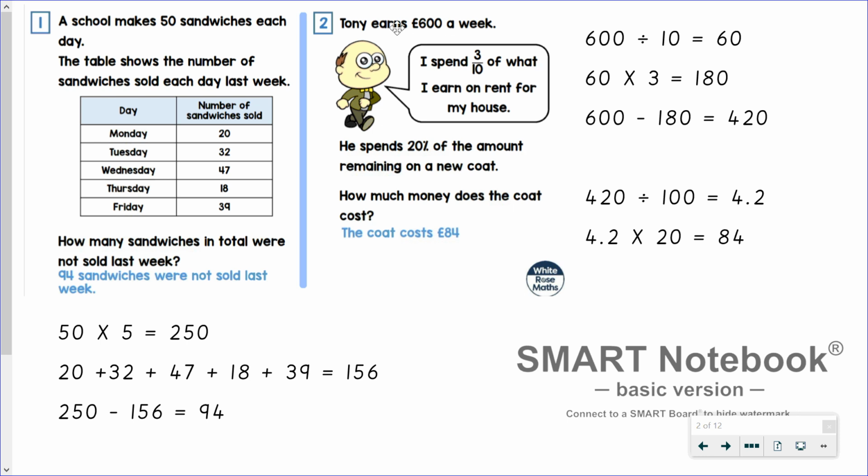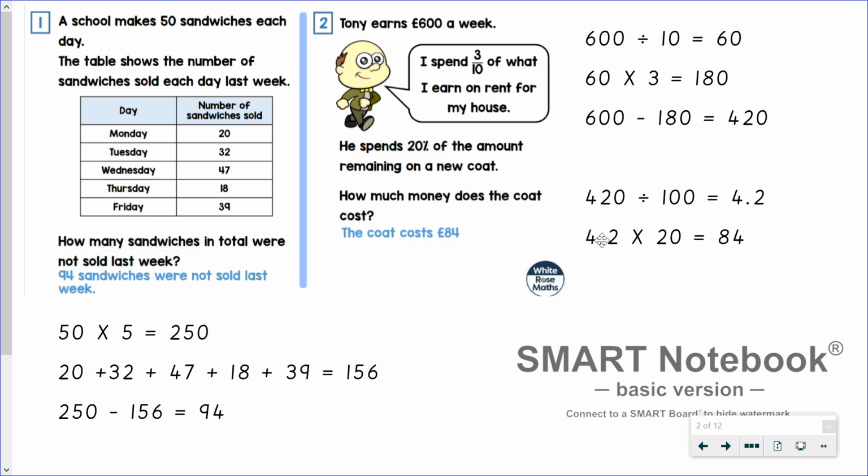Right, so Tony earns £600 a week. He spends 3/10 on rent first thing. So 600 divided by 10 is 60, gives me 1/10. 60 times 3, the 3/10, is 180. So he spent £180 on rent. So we need to work out how much money he's got left before we do his coat. So 600 take 180 is 420.